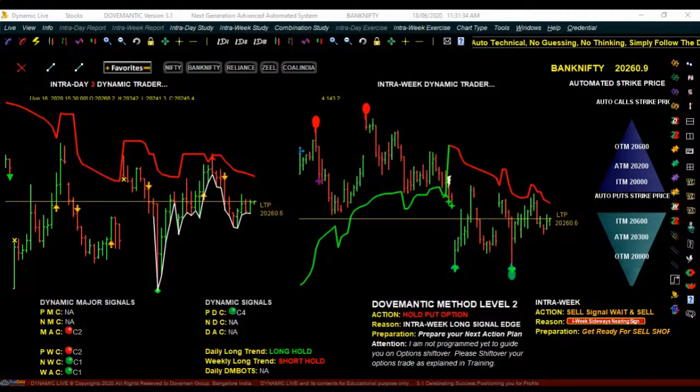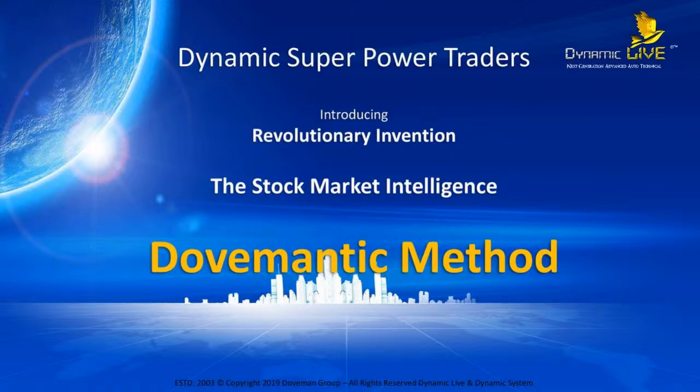Because from here on you don't have to worry about the right entry and right exit, because dynamic superpower traders are introducing a revolutionary invention. We call it the dynamic live. It is the first ever stock market intelligence of the world, called the dynamic method. Now, what is so very intelligent about this? The intelligence here is that this dynamic live automatically identifies the right entry and right exit for you. So today you don't have to waste your time doing research and analysis. Right away you can start trading and start making money.